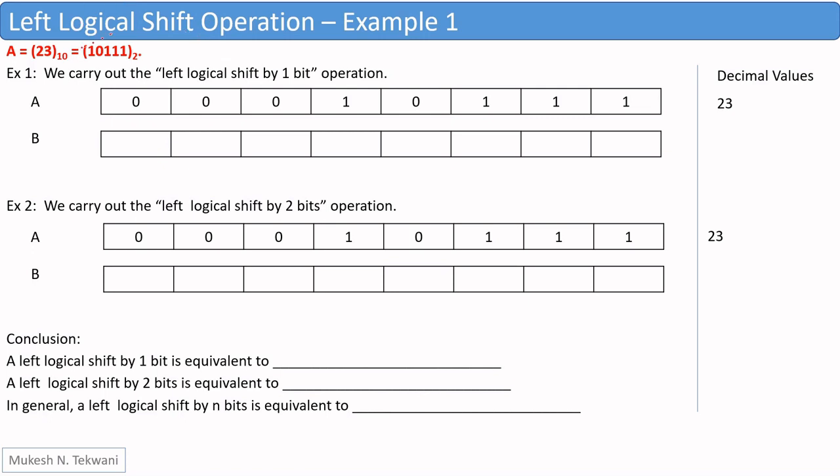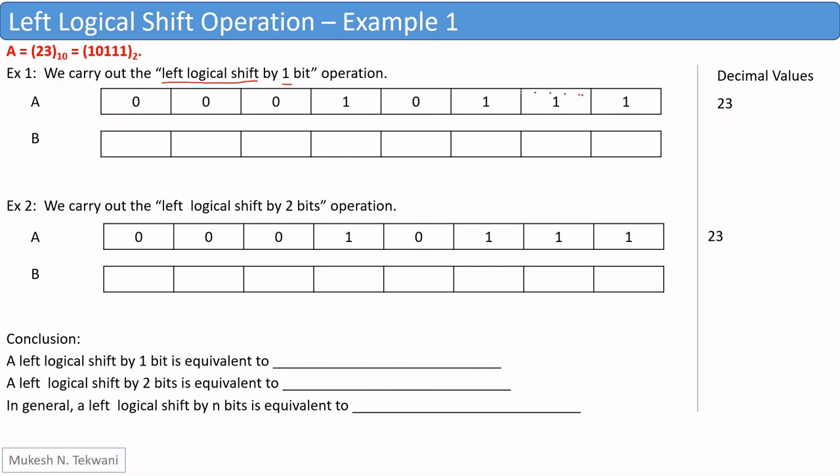We are given here a number 23, which is in the decimal system, and we have converted this into its binary equivalent, which is 10111. We will see step by step how to carry out the left logical shift by one bit. So we'll shift the bits of this number by applying the left logical shift operation, and we'll shift it by one bit. Now here is our original number A. We have shown the bits in separate boxes here. So our original number is 10111.